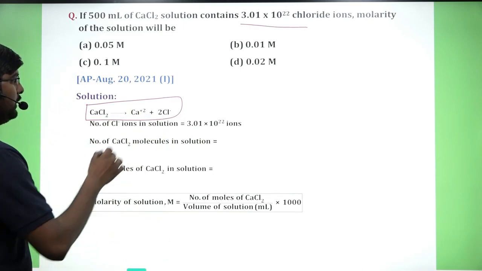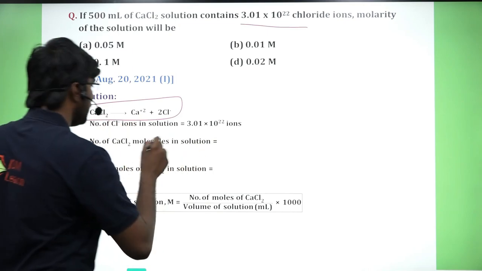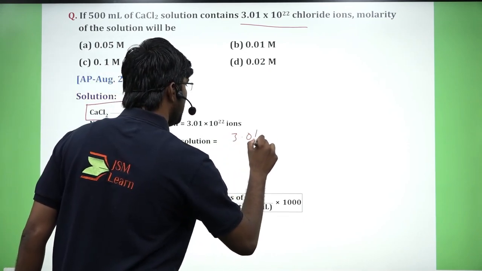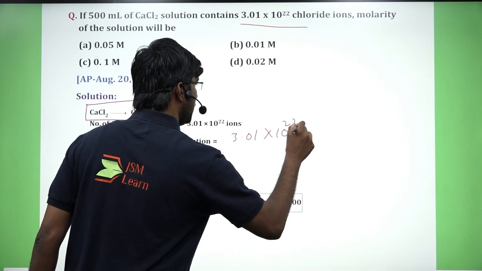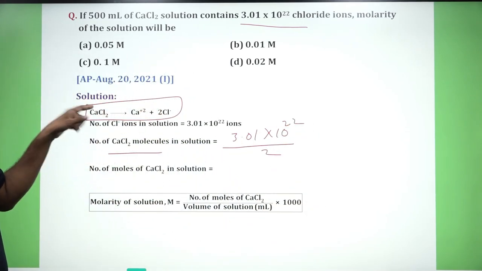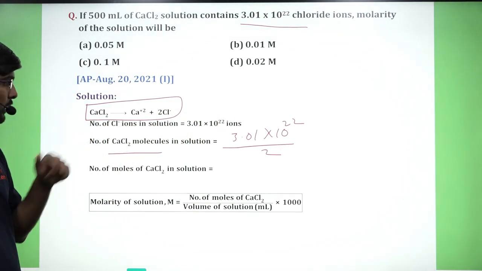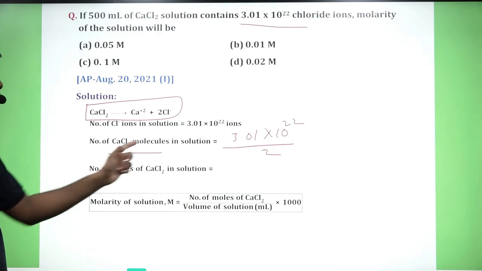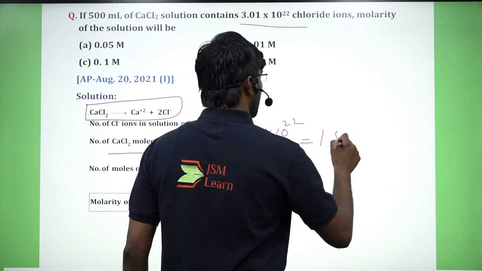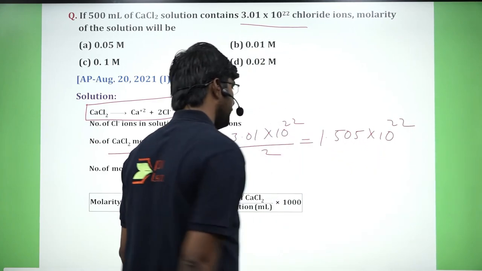From this, one molecule gives two chloride ions, right? So that's why the number of CaCl2 molecules equals 3.01 into 10 power 22 by 2. Why? Two chloride ions come from one molecule. These are the number of chloride ions, but we need the number of calcium chloride molecules, so that's why divided by 2. If we simplify this, we get 1.505 into 10 power 22.